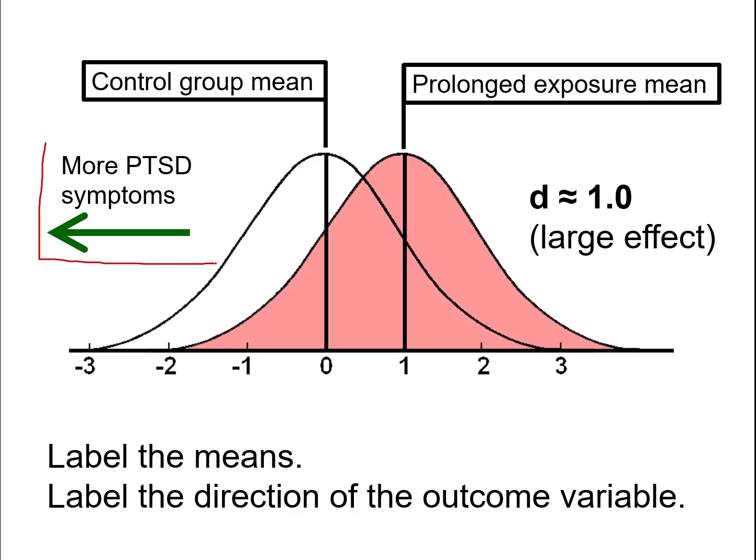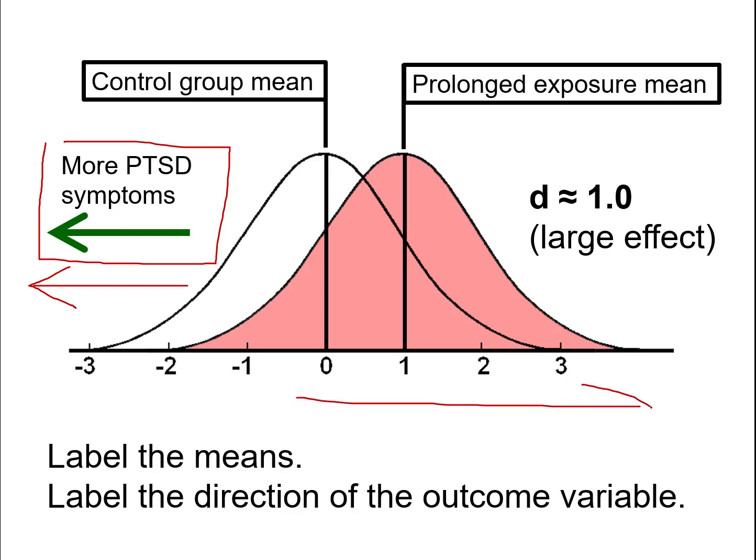So I've been drawing my picture so that going to the left is more negative. That's having more PTSD symptoms, and going in the right direction it would be more positive outcomes, having fewer PTSD symptoms. And actually, just to keep things consistent, I'm going to draw all my pictures of d-statistics this way, where going to the left is going to be more of the negative outcomes, and going to the right is going to be more of the positive outcomes.